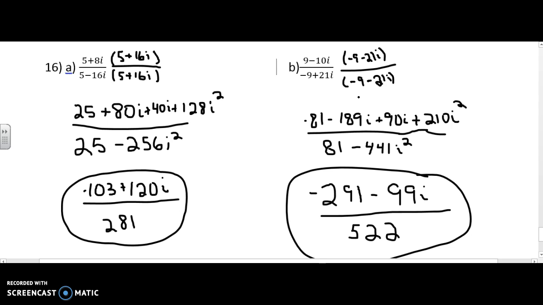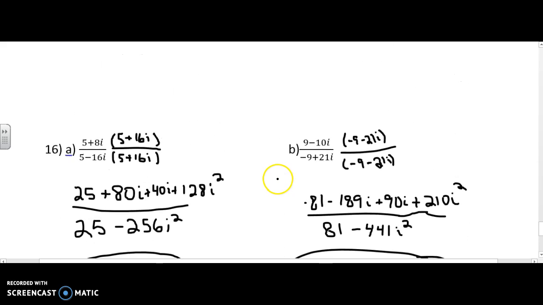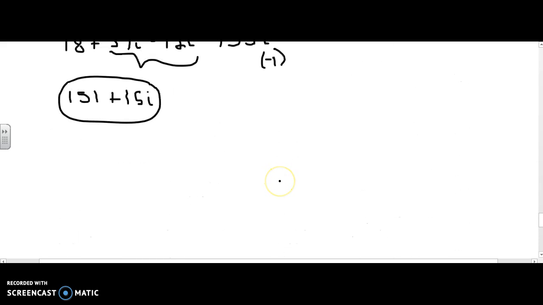And when that middle term disappears, we get rid of all the terms that have just a single i in them, and we have all real components left over. Remember, again, that i squared is -1, so you have to use that. You should end up with this one with -291 minus 99i over 522. Hopefully, if you got those answers, you are now completely finished with your practice test.